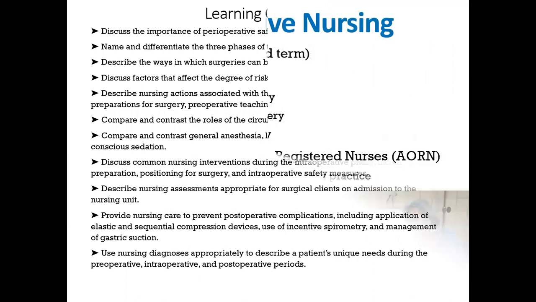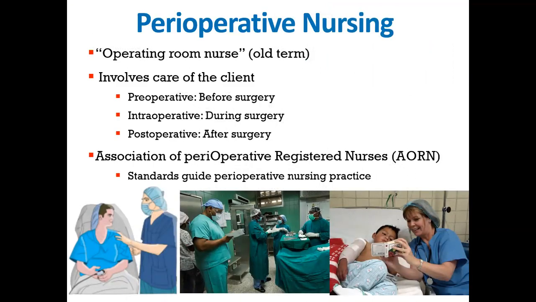Davis chapter. So when we talk about perioperative nursing, this is the operating room. That's the old term. It involves care for the patient before surgery, during surgery, and after surgery. Historically, perioperative nursing was called the operating room nurse and was limited to just transferring the patients in and out of the operating room and handing instruments to surgeons during surgical procedures. Now nurses in all phases of the operative experience provide care, teach our patients, and study the perioperative patients.